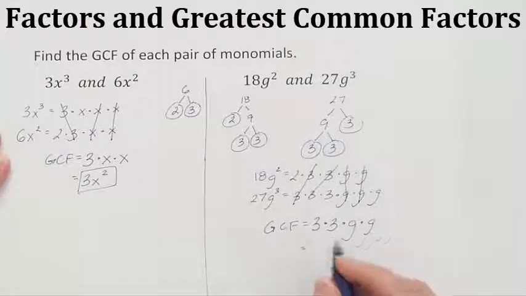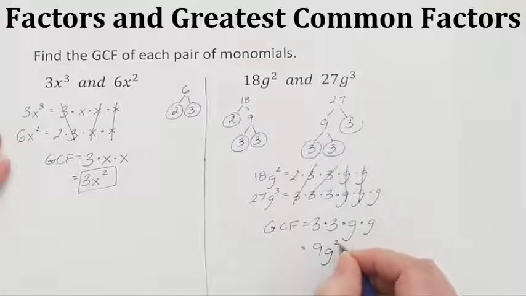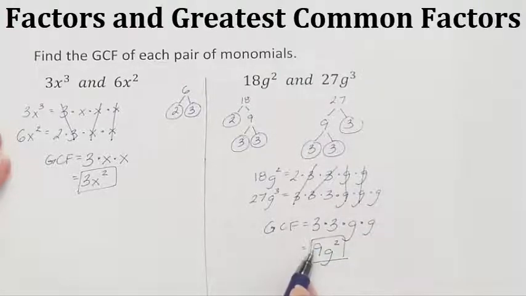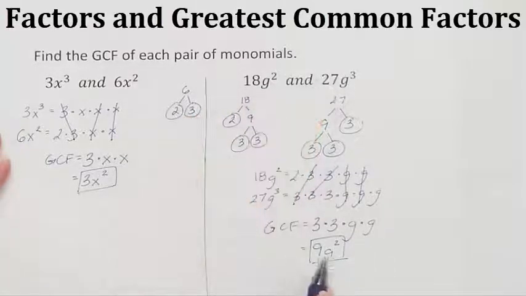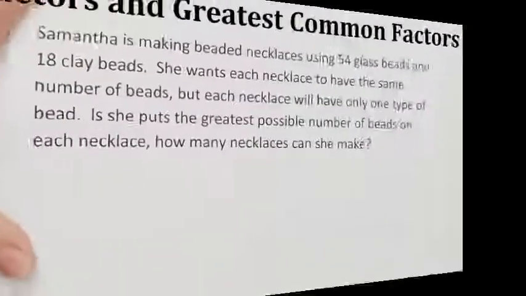So what is my GCF? 3 times 3 is 9. G times G is G to the second power. So my greatest common factor between 18G to the second and 27G to the third is 9G to the second.